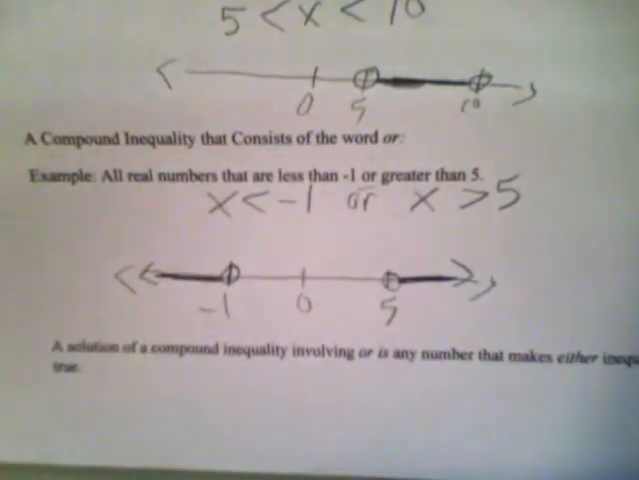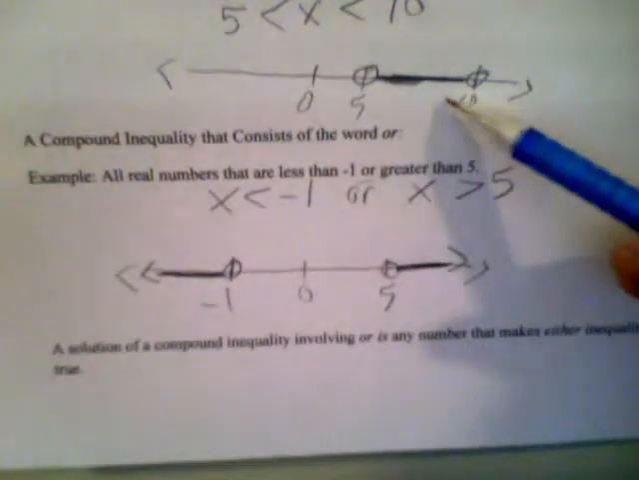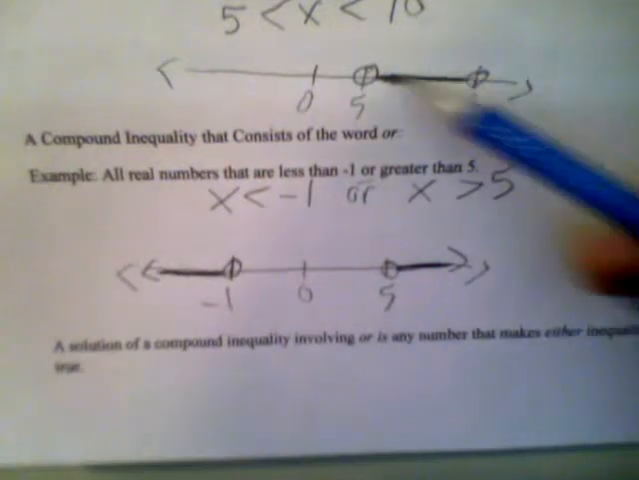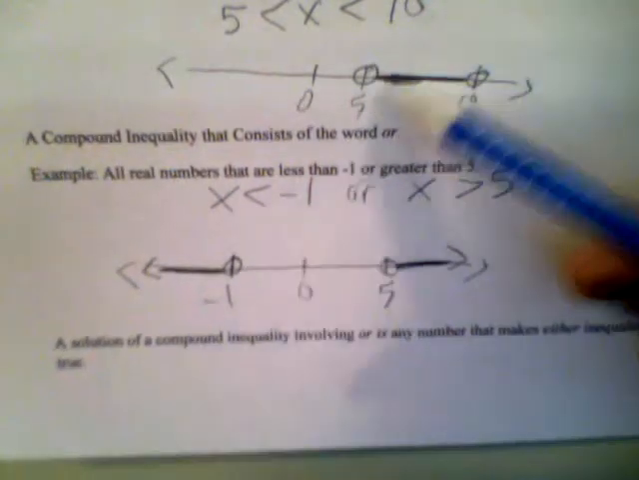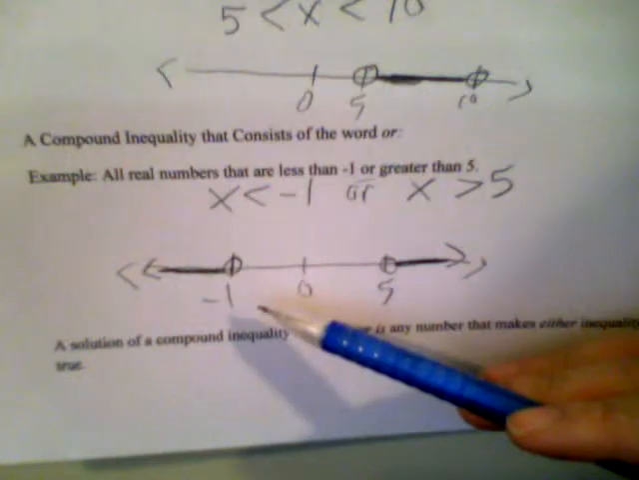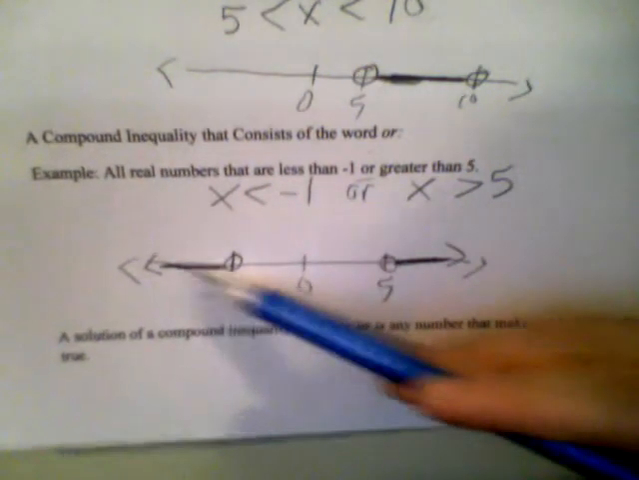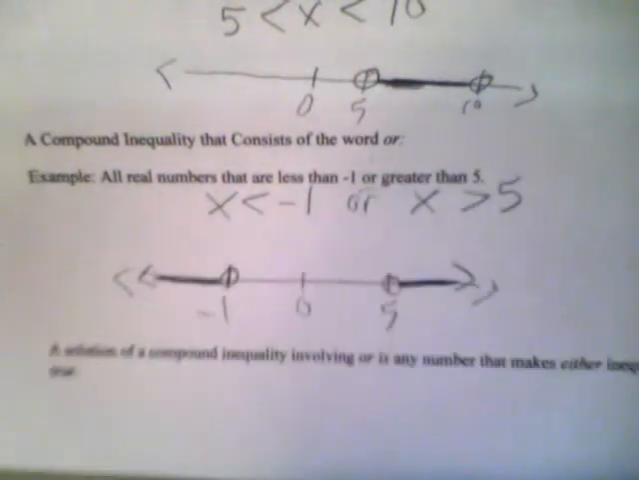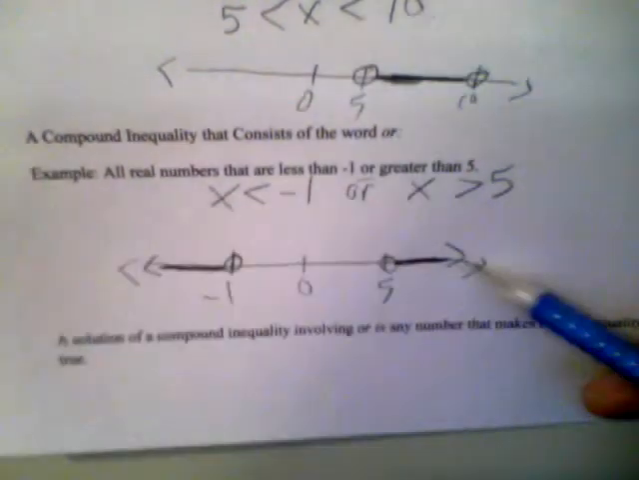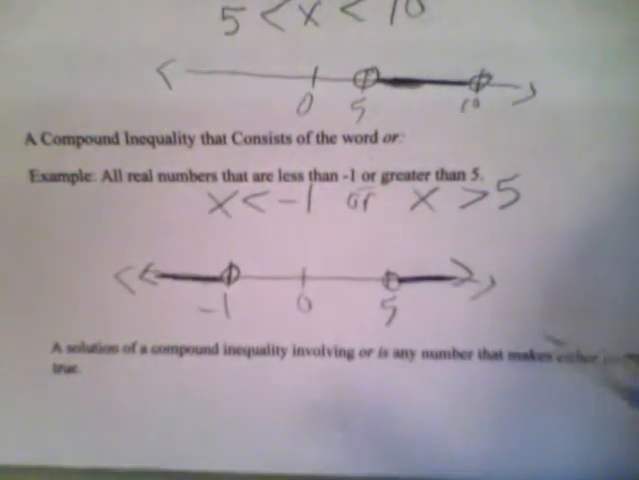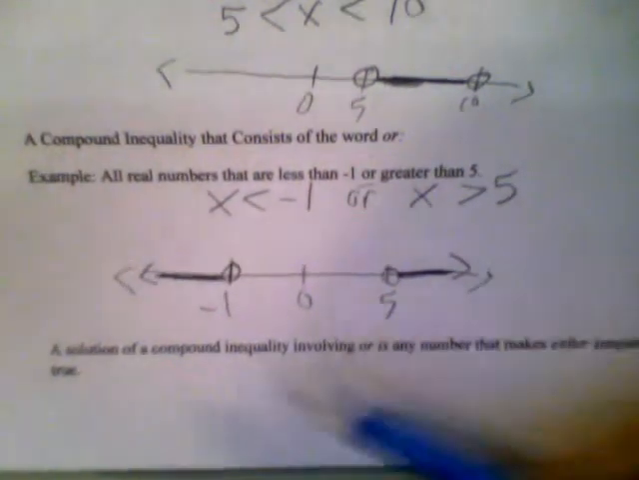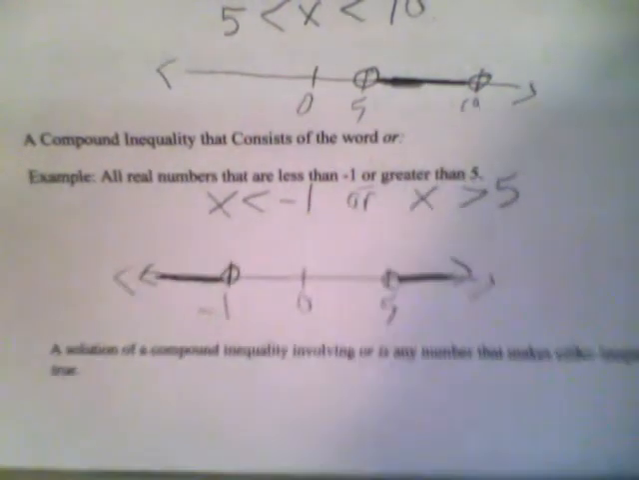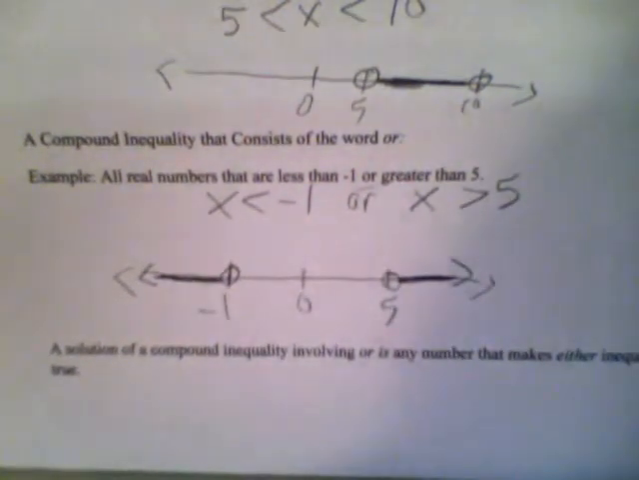Notice that this is different than our graph right here. In this graph, with the word and, there's only one interval where the solution can be, only one segment of the number line. Whereas here, the solution can be either on this whole side of the number line, like everything to the left of -1, or the solution can be everything to the right of 5. So with the compound inequality with the word or, there's actually two sets of numbers that can satisfy the inequality.